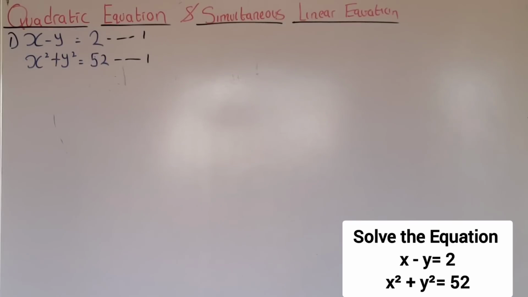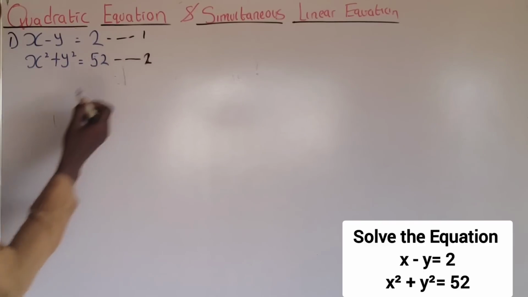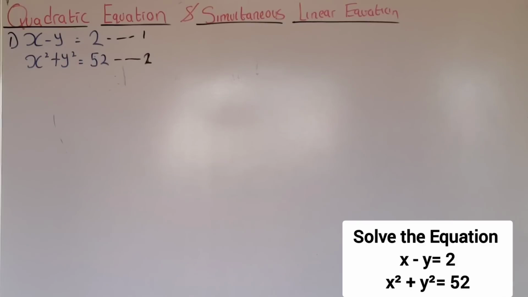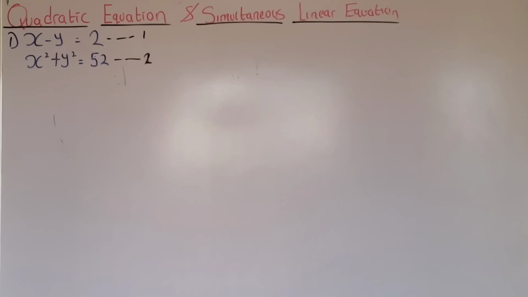Now, if you come across this question in an exam, how will you solve it? I'm going to show you two methods, so I want you to pay attention. This is the first method. You have to make one of the unknowns the subject of the relation in the linear equation that you are given. These two equations are a quadratic and a linear equation, but the first equation is linear, so it is easy to make one of the unknowns the subject of the relation.